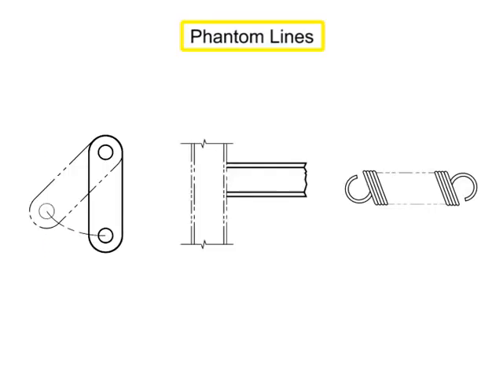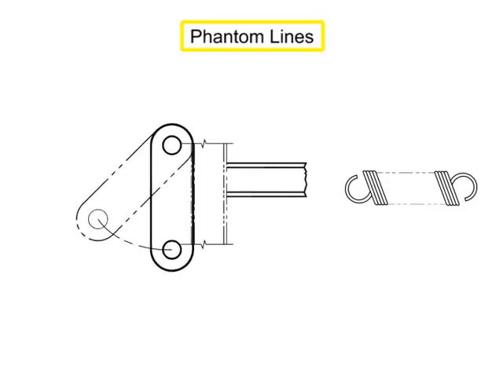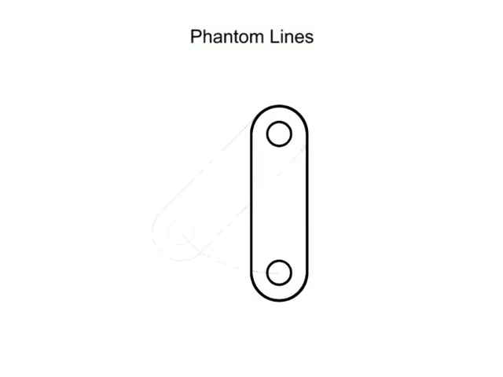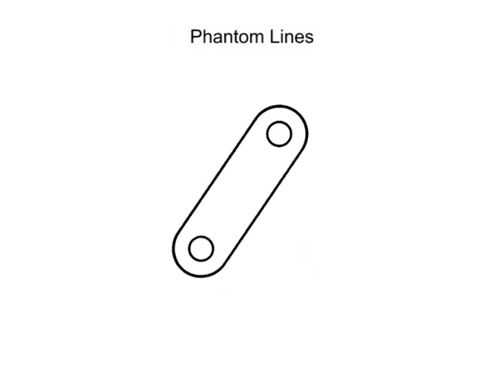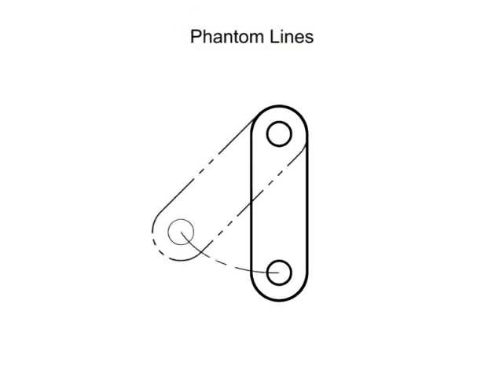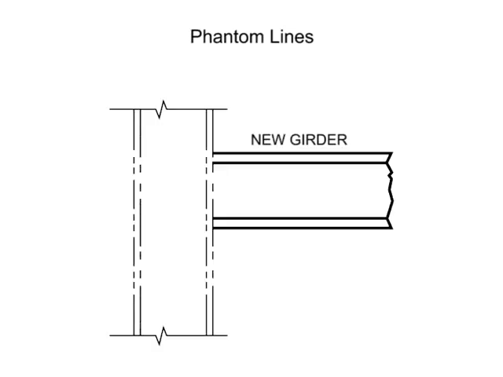Phantom lines are composed of alternating one long and two short dashes, evenly spaced, with a long dash at each end. They are used in three ways. The first is to indicate the alternate position of moving parts. The second way phantom lines are used is to illustrate the position of related parts to better show how the part interfaces with existing or missing parts.